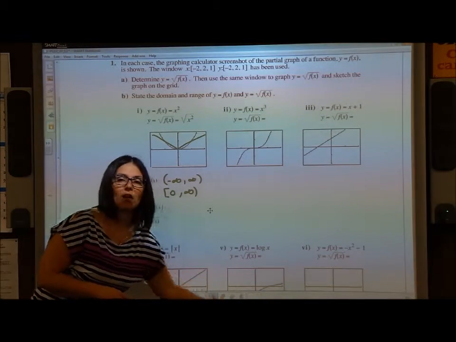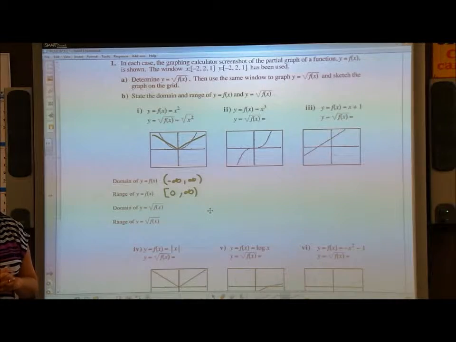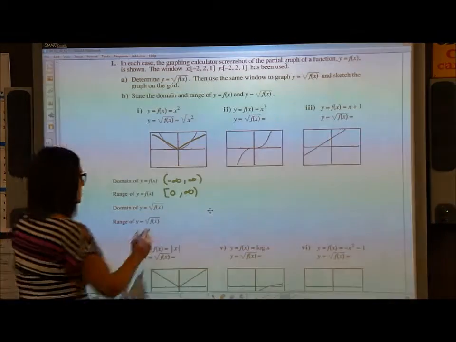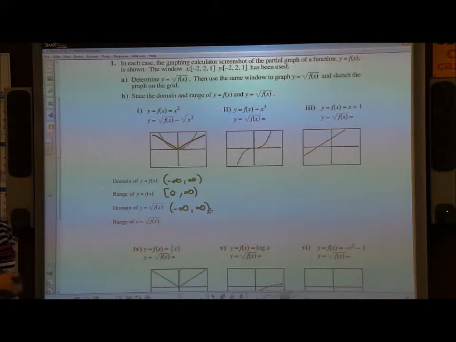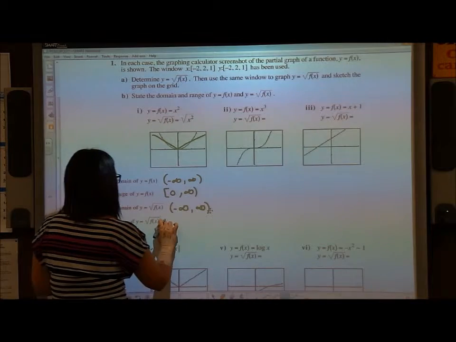What is the domain of this radical function? What are my possible x values? Negative infinity to infinity. And what is the range? 0 to infinity.